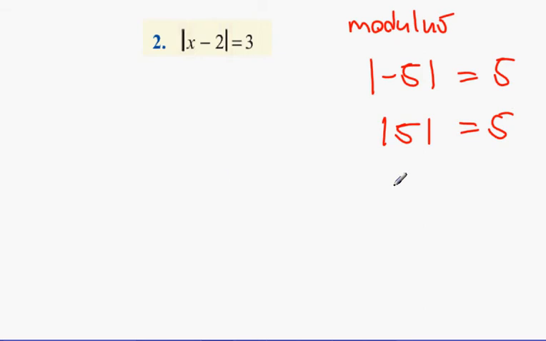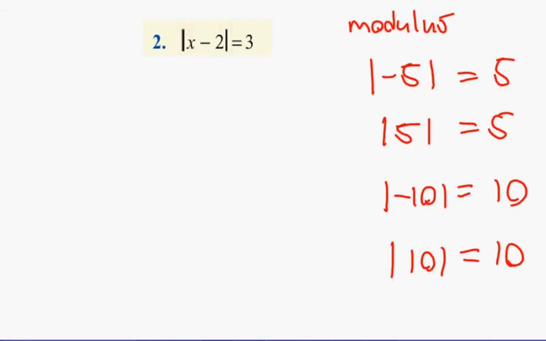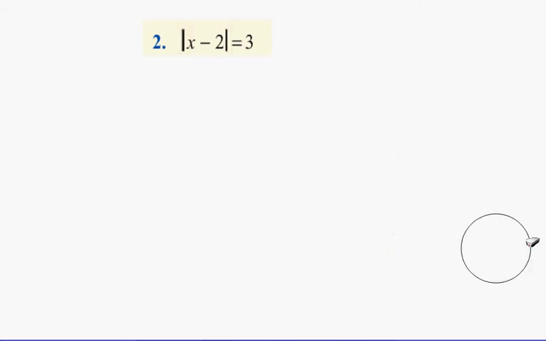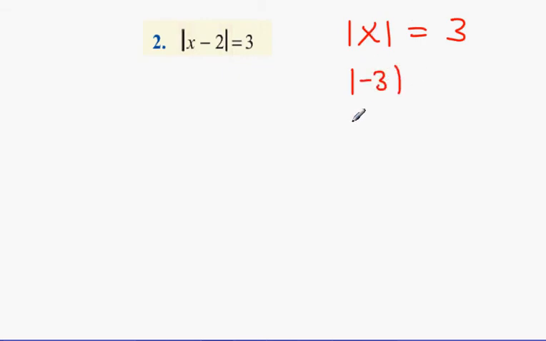So another example would be, if I say, what's the modulus of minus 10? What would you tell me? 10. Modulus of plus 10? 10. That's it. Okay? Now, there's two things, alright? If I said the modulus of x equals 3, this means that the two numbers that can go in here are either minus 3 or plus 3. There's two possible answers. So x equals minus 3 or x equals plus 3.